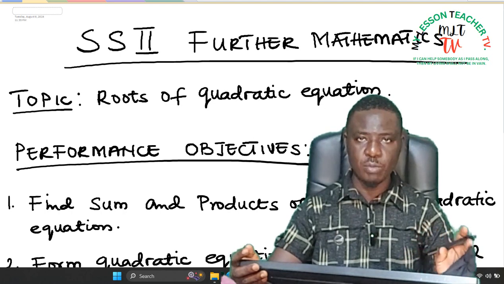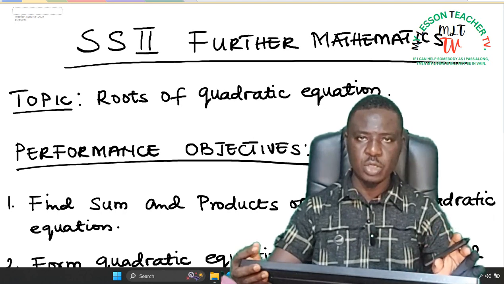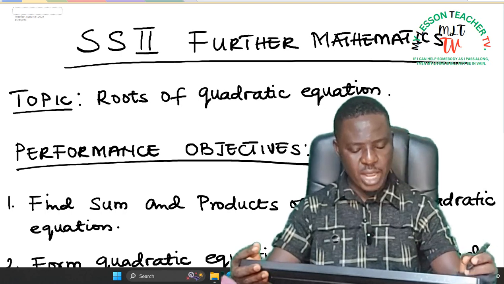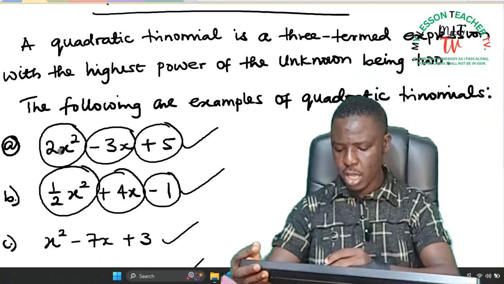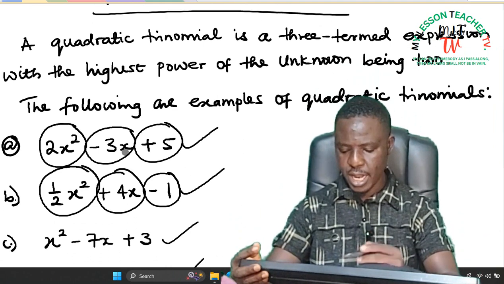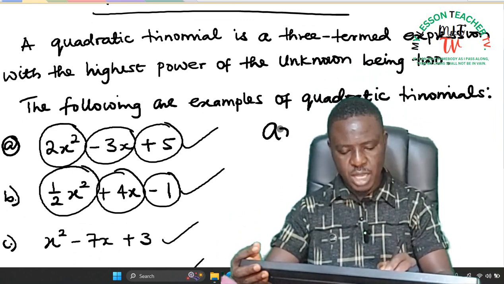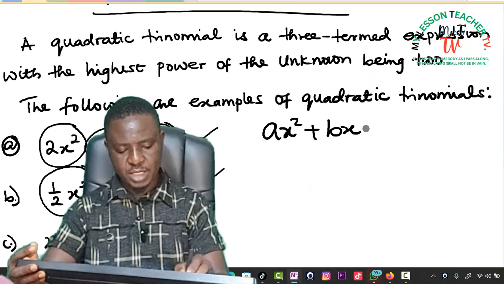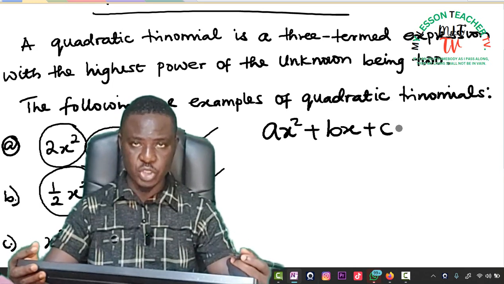In order for us to achieve this objective, we started by looking at quadratic trinomial, where I told you that a quadratic trinomial is said to be a quadratic expression with 3 terms. Trinomial means it has 3 terms, and I gave you examples on them, which includes this: 2x squared minus 3x plus 5, of which I told you that the general form of it is ax squared plus bx plus c. This is said to be a quadratic trinomial expression.